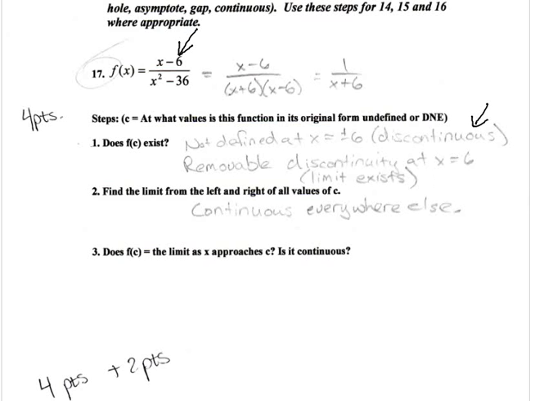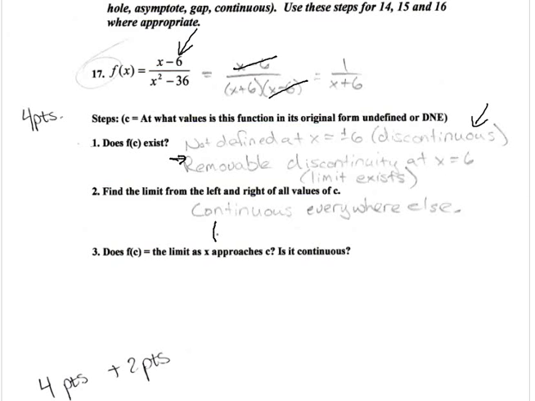One of them is removable because we have a factor of x minus 6 on both the numerator and the denominator. So at x equals 6, the discontinuity is removable, meaning that the limit exists on both sides and it's equal to 1 over 12, right, if we do direct substitution for a value of x equal to 6. So there's a removable discontinuity at x equal to 6. There's a non-removable discontinuity at x equal to negative 6, and it's continuous everywhere else.